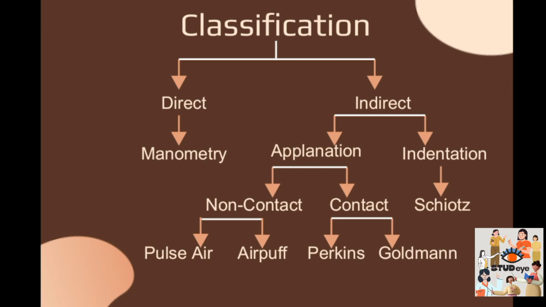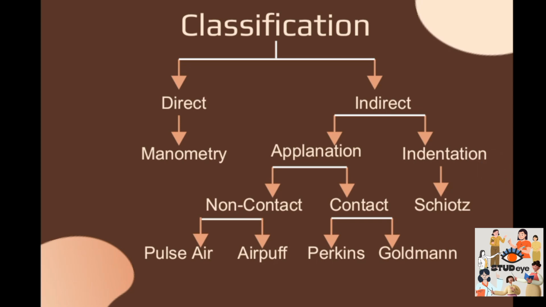The technique based on the direct method of measuring the IOP is manometry. In the indirect method, you are not actually measuring the IOP directly, but by some other method you are indirectly calculating or assuming the IOP, which is based on two further categories: one is applanation and one is indentation.